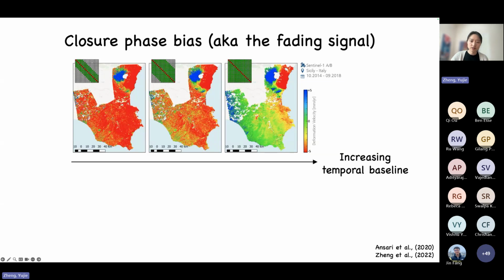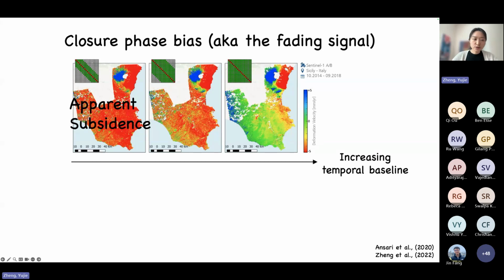Closure phase bias was initially reported as what we call the fading signal that exists predominantly in the small baseline interferograms. In this example by Ansari et al., the same InSAR dataset is processed multiple times, each time with a different maximum temporal baseline. The result shows that the estimated deformation systematically changes as we shorten the temporal baselines. Here over Sicily, Italy, when only short temporal baseline interferograms are used, the results show apparent subsidence. But as we introduce more and more longer temporal baseline interferograms into the network, that apparent subsidence diminishes.